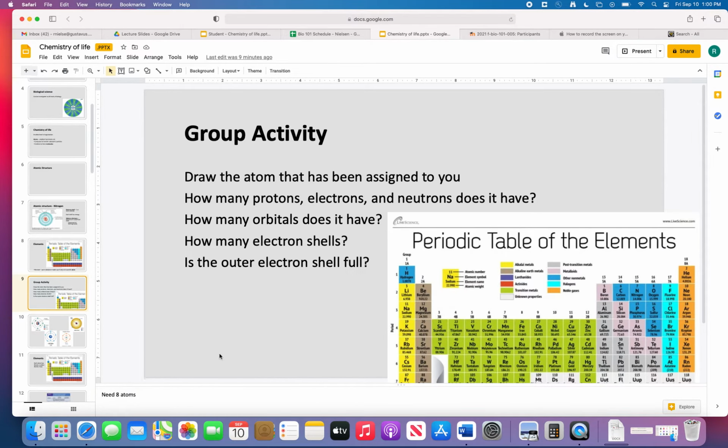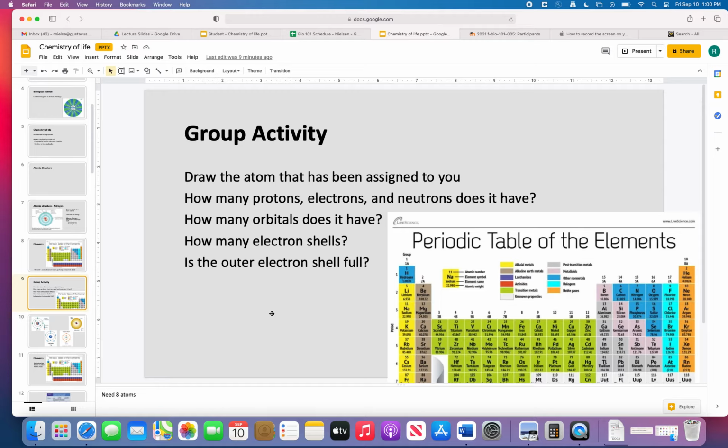Let's see, how many electron shells? 2. And is the outer electron shell full? All right. And lastly, helium groups. I think helium. All right.